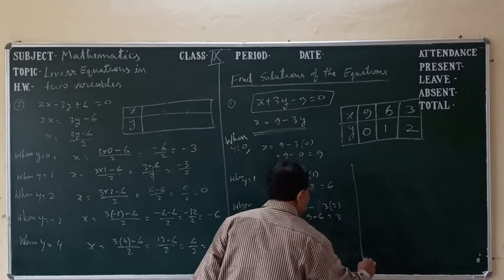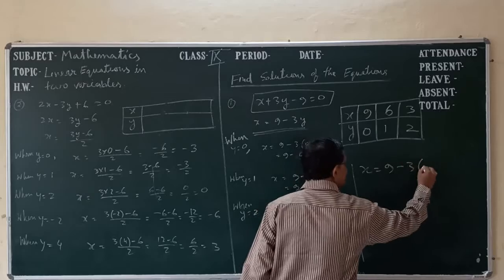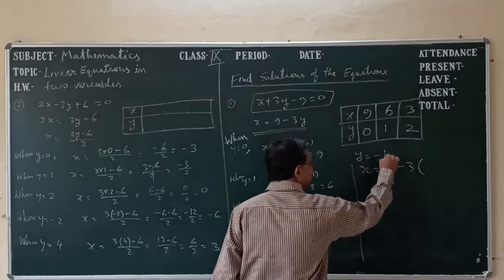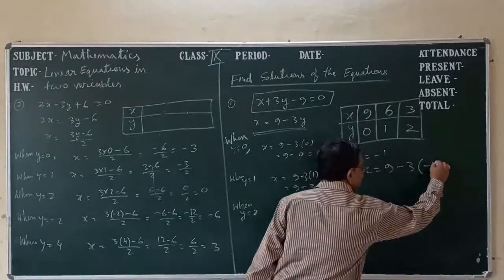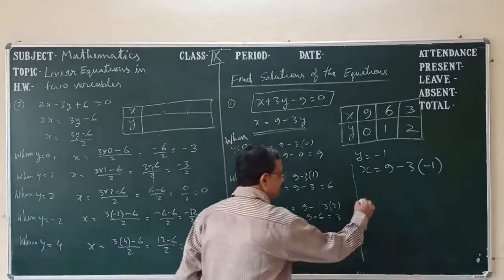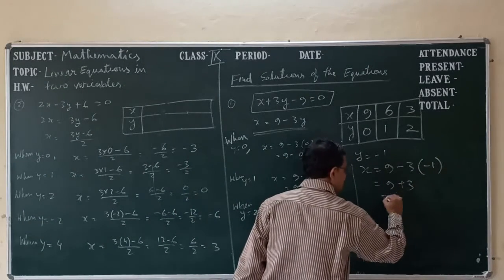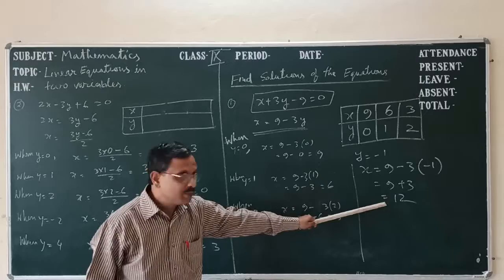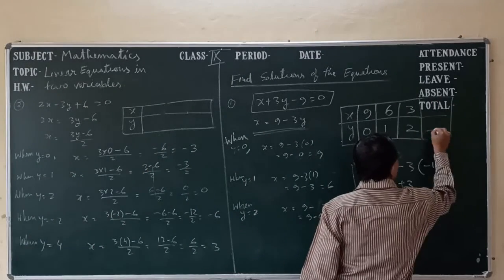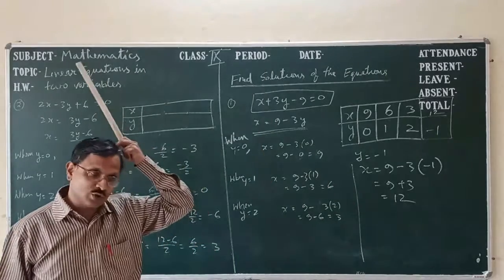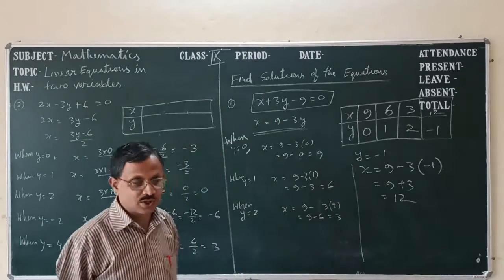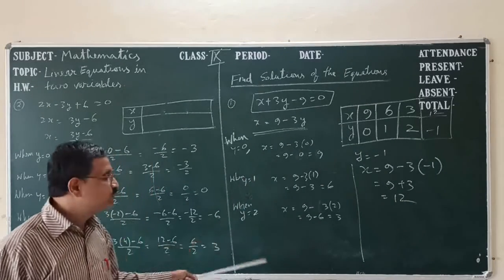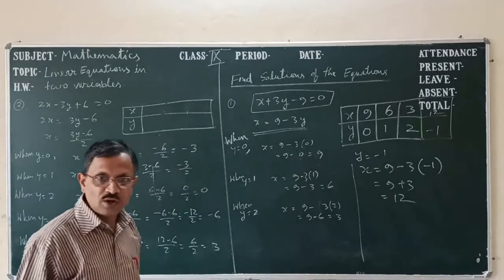Suppose x is equal to 9 minus 3 into y, and in place of y you write minus 1. So 9 minus 3 into minus 1. Minus times minus is plus, so 9 plus 3, which will be 12. So if y is equal to minus 1, x is equal to 12. This is another solution. So we can find many solutions. It is not compulsory to always put positive values. You can put negative values also and find the solution. We need 3 solutions for one equation.